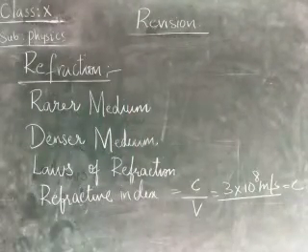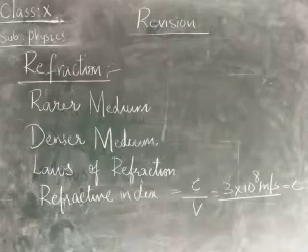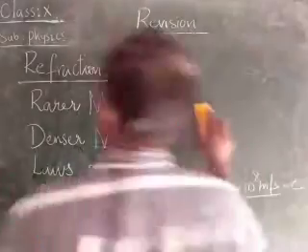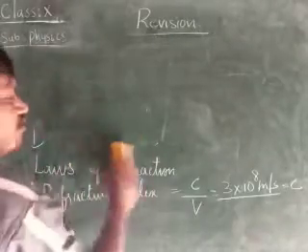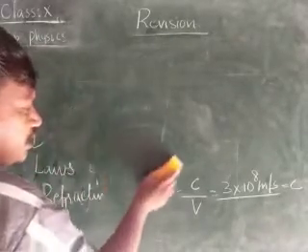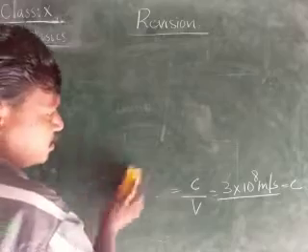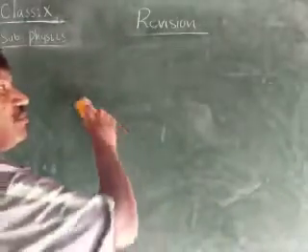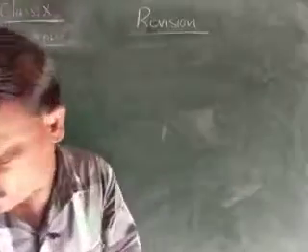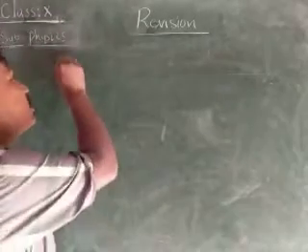Relative refractive index. Here, in the relative refractive index, children, we already know the refractive index. Refractive index is the ratio of the speed of light: n is equal to c by v. The speed of light in vacuum to the speed of light in the medium is called the refractive index, children. And now we will be learning the relative refractive index.